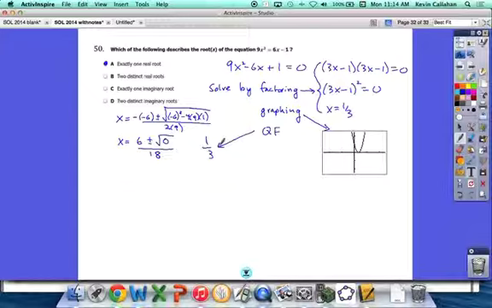Never. Right? Never. They always occur in pairs. You're never going to get that. Okay.